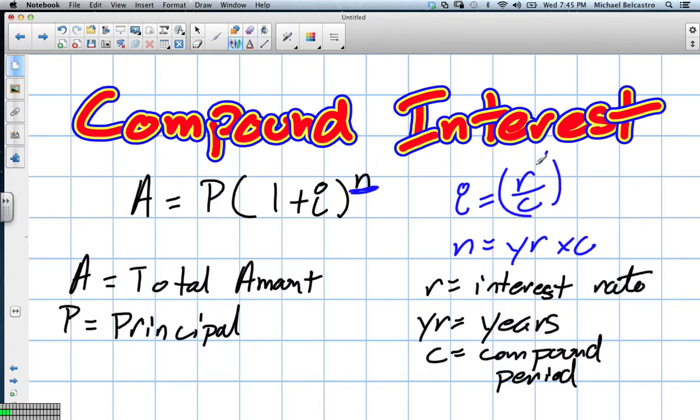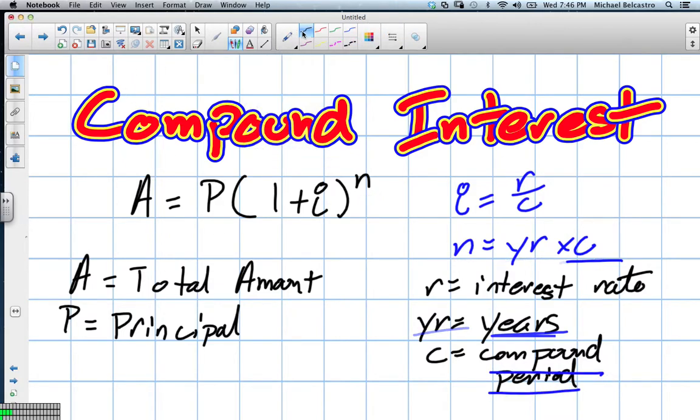I stands for R divided by C, where R is still the interest rate. C is what we call a compounding period, and I'll get into that. And N is also a formula, YR times C. YR stands for years, which makes sense, and C is still the compound period. So we use compound period two different times.